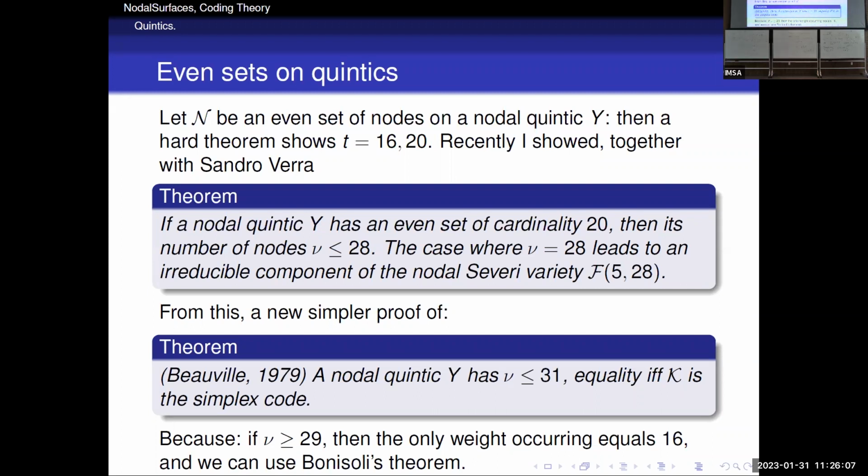And from this it follows that a nodal quintic surface has at most 31 nodes, and the equality holds if and only if K is a simplex code. And this is obvious because the only weight is 16, and we can apply Muniso's theorem. So this is a much simpler proof of this theorem.